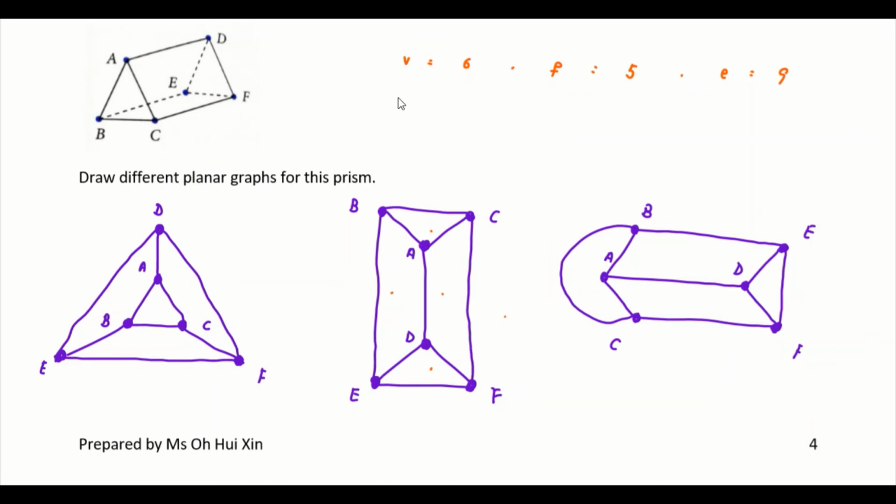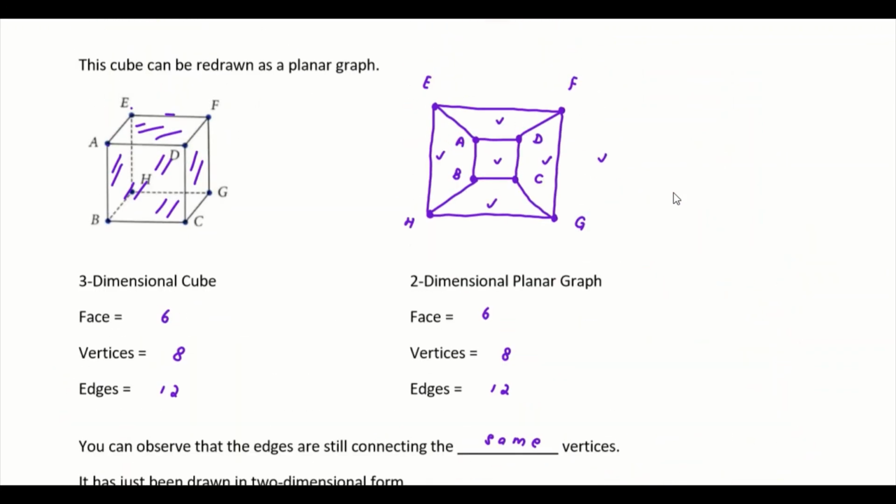Sorry, my mistake. Okay, so V plus F minus E. So you have 6 plus 5 minus 9, so which give you 2 as well. Okay, so that's why it's shown. So same thing goes for the cube just now. It's the same thing as well.